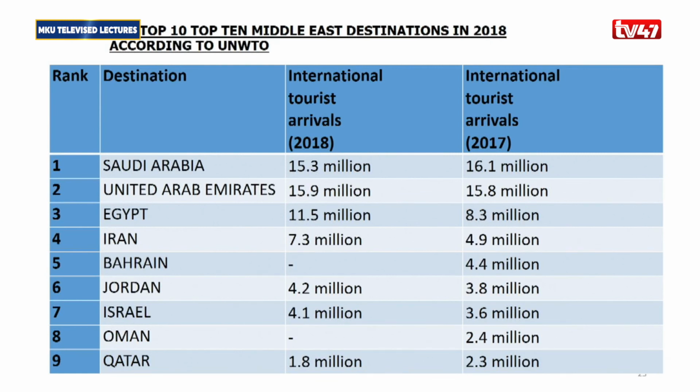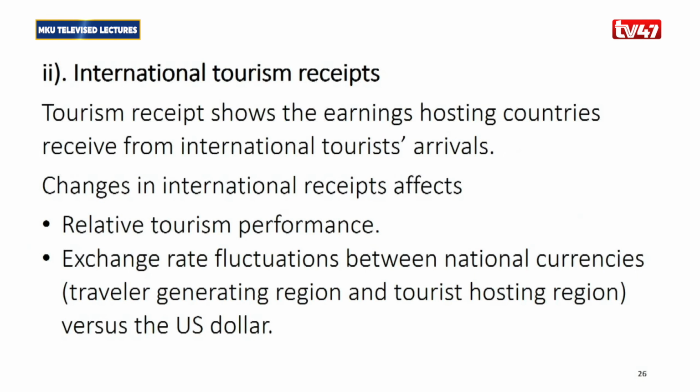And then in the Middle East, you have Saudi Arabia, United Arab Emirates, Egypt, Iran, Bahrain, and then you have Jordan, Israel, Oman, and then Qatar was top 10. And Saudi Arabia was having 15.3 million arrivals by the end of 2018 in terms of their statistics. And then Qatar had 1.8 million by the end of 2018. But I know when things stabilize, Qatar will show a dramatic increase because of the coming World Cup that is supposed to take place there.